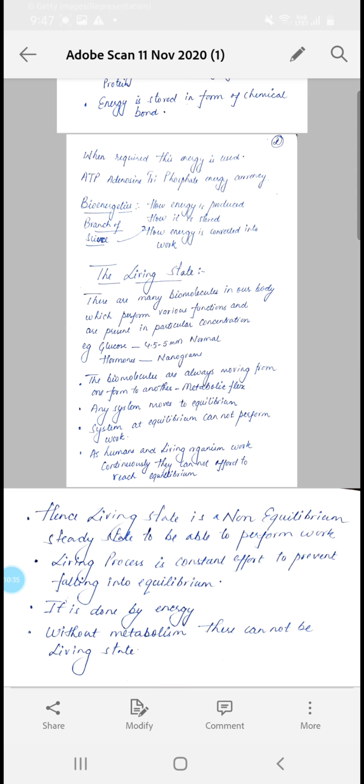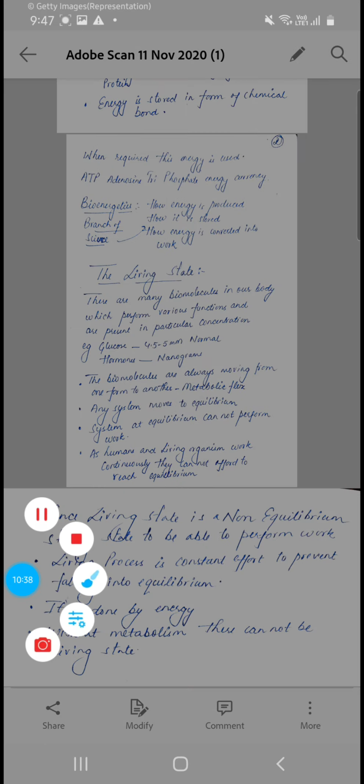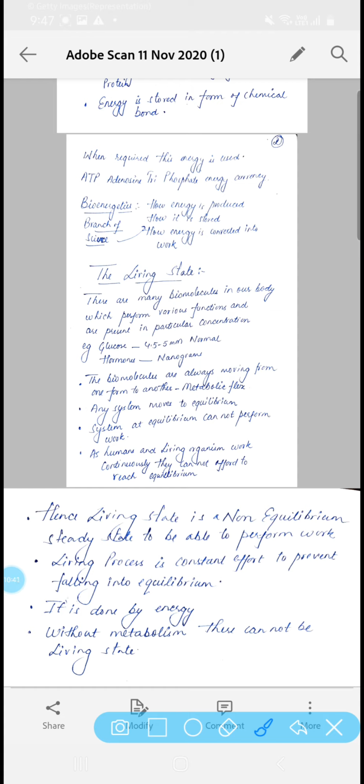Now the next topic is the living state. Living state means that at this level you must understand that so many biomolecules are present in our body which perform different kinds of functions. Okay, and these biomolecules are present in particular concentrations, I must say. If the concentration is lower or higher than that, the biomolecule cannot perform its normal function. Like for glucose the value is 4.5 to 5 mM. Okay, this is the normal value.